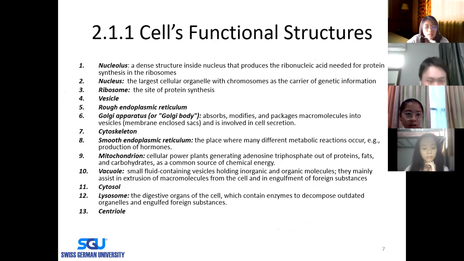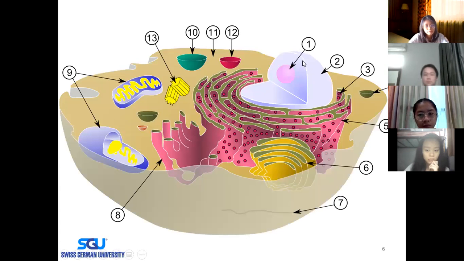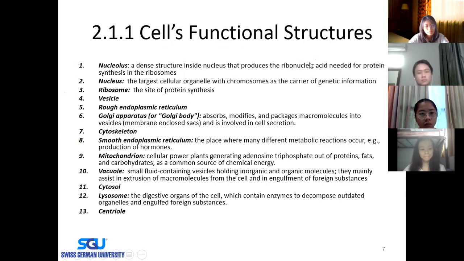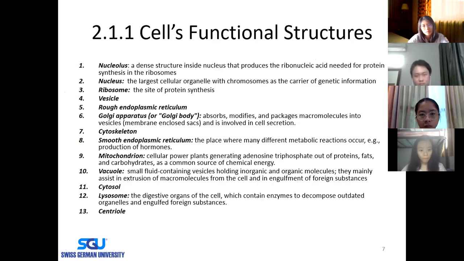This is the answer. Number one, yes, correct. Nucleolus. The nucleolus is the dense structure inside the nucleus that produces the ribonucleic acids, the RNA needed for protein synthesis in the ribosome. Number two is the nucleus, the one that contains our genetic information. Number three is the ribosome, the synthesis of protein, the red dots here, which are located in number five. Number five is the rough endoplasmic reticulum.